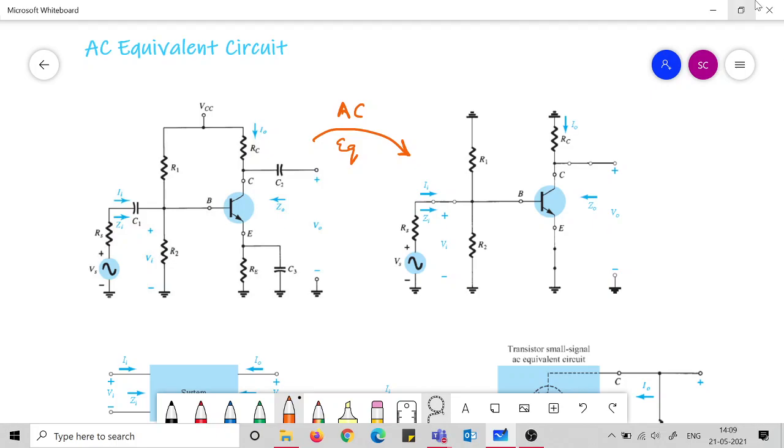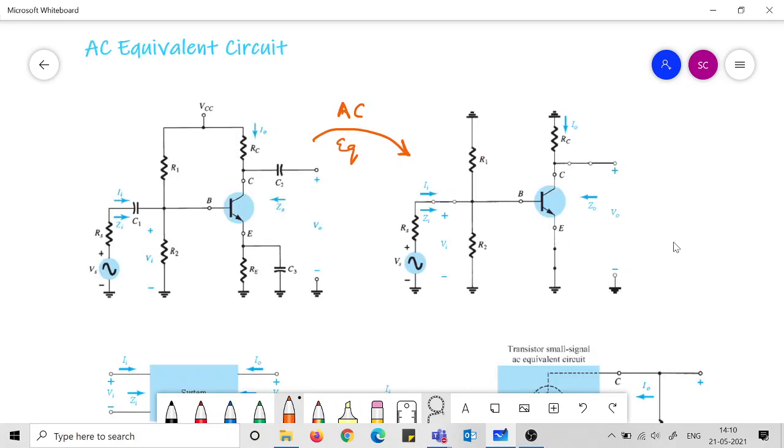So these two points we have to keep in mind while we are going ahead with making the AC equivalent circuit. Now in this AC equivalent circuit we are seeing that there are several resistors, a voltage source, and this transistor. So this is a particular configuration. There may be any number of configurations, but the main thing is that we will encounter an AC voltage source, several resistances in the circuit, and the transistor.